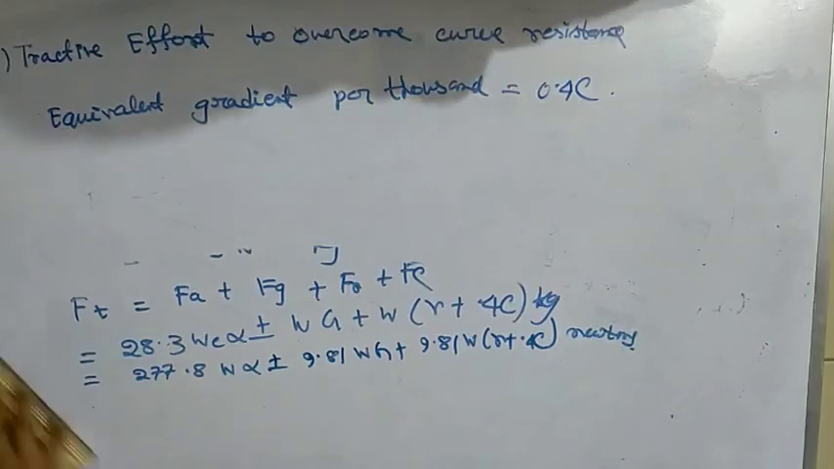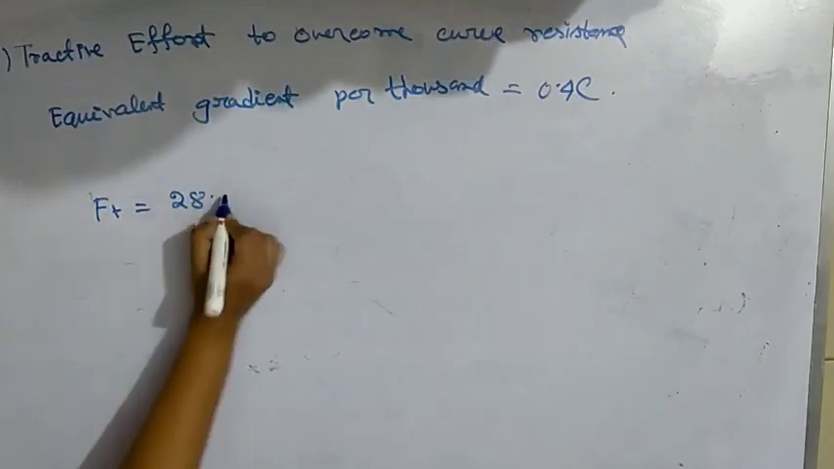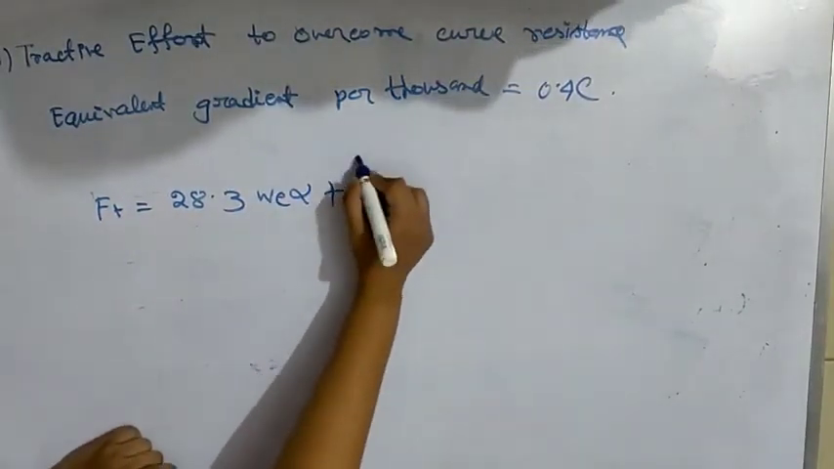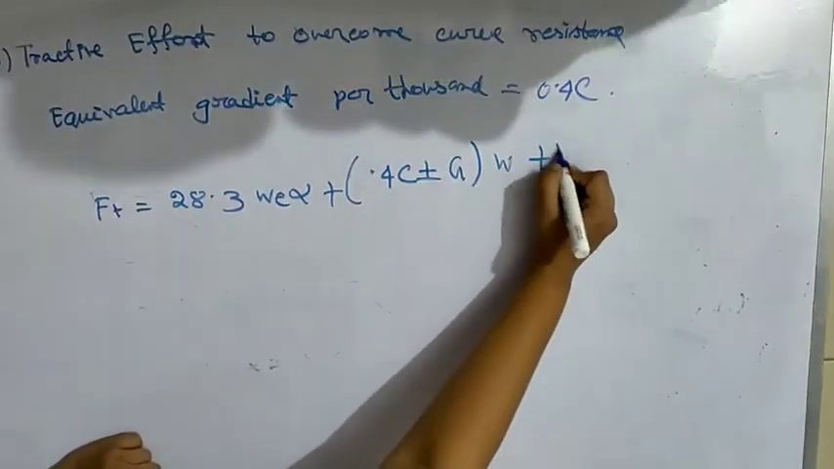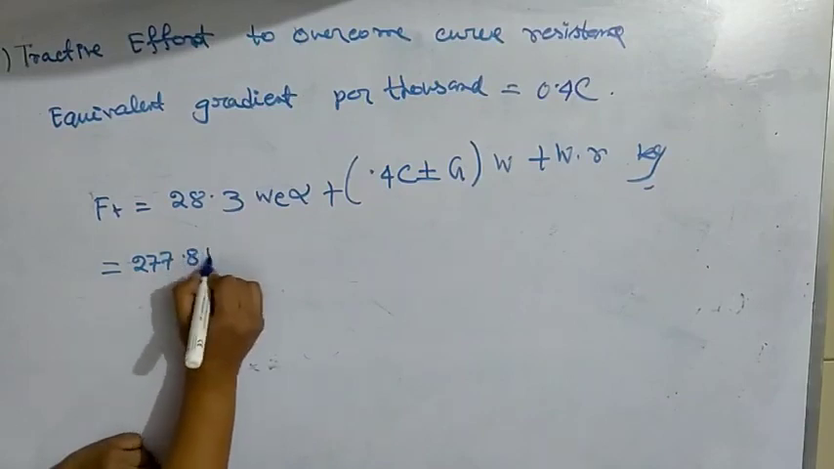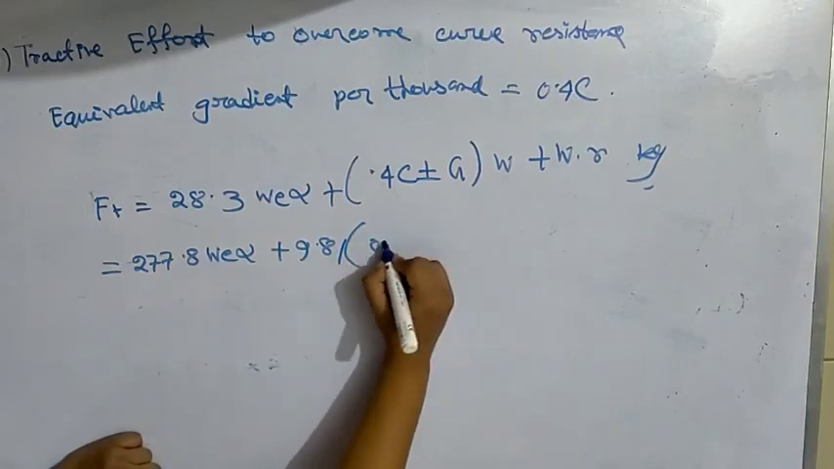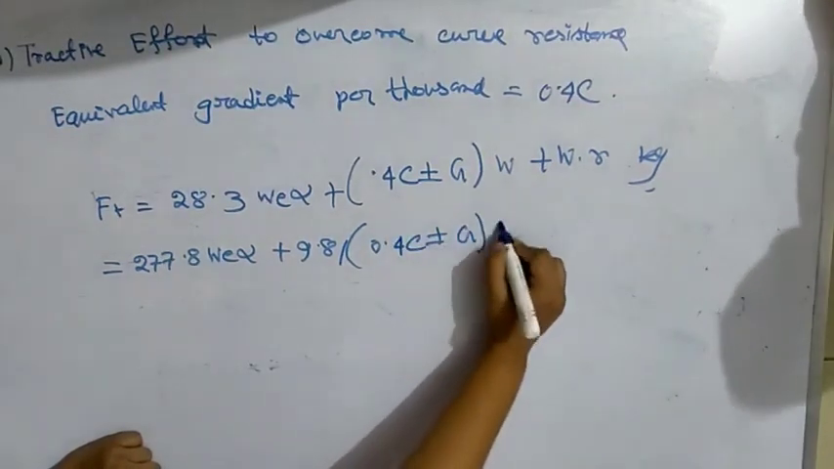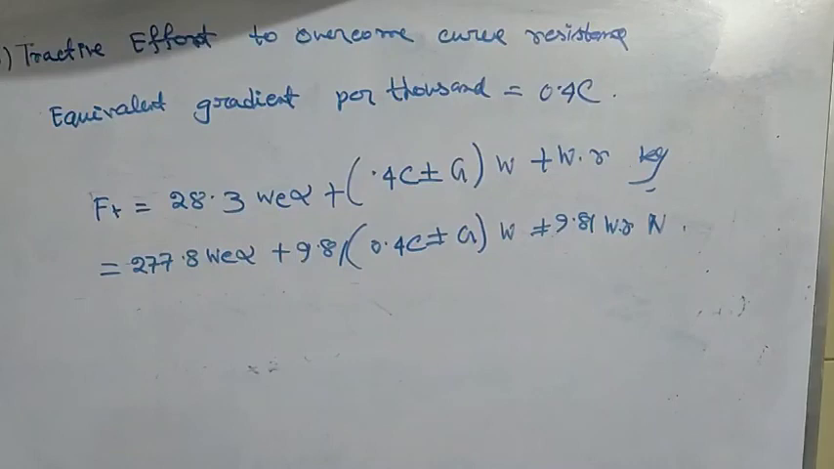Now the expression for total tractive effort becomes Ft equals 28.3 We into alpha plus 0.4 C plus or minus G into W plus W into R kg, or 277.8 We into alpha plus 9.81 into 0.4 C plus or minus G W plus or minus 9.81 W. The positive sign is to be taken for train movement up gradient and the negative sign for train movement down gradient.